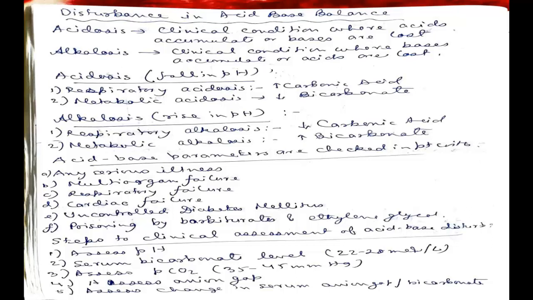Now, we should check acid-base parameters in patients with any serious illness, multi-organ failure, respiratory failure, cardiac failure, uncontrolled diabetes mellitus, or in case of poisoning by barbiturates and ethylene glycol. Steps to clinical assessment of acid-base disorders: we should assess pH, measure serum bicarbonate level, measure partial pressure of carbon dioxide, assess anion gap, and also the change in serum anion gap or bicarbonate level.